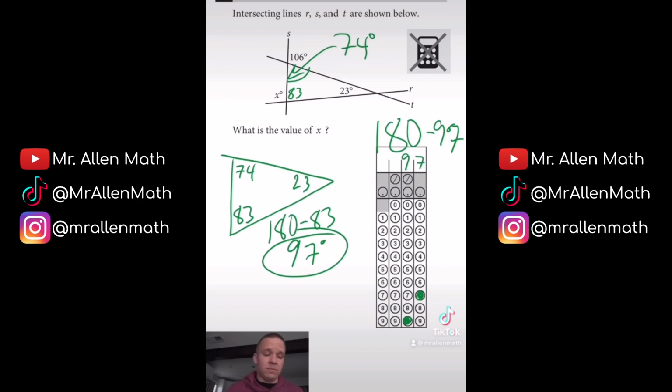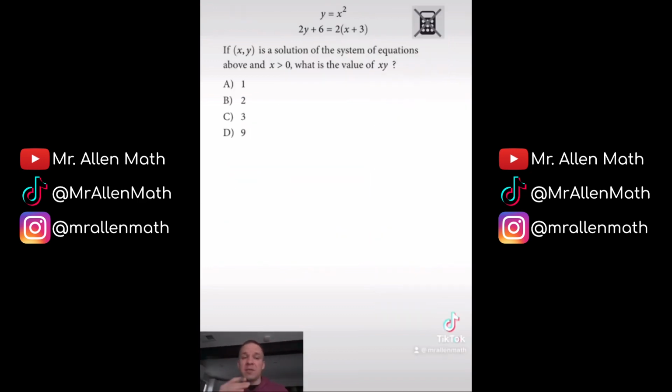Organization is key, yo. We've got: if x comma y is a solution of the system of equations above, and x is greater than 0, meaning it's a positive number, what is the value of x times y? Well, I've got a quadratic, and then I have a linear equation. Now, oftentimes we favor elimination method when we're solving a system, but because I'm dealing with a quadratic and it's already y equals x squared, I can go ahead and use substitution by plugging that x squared in for y.